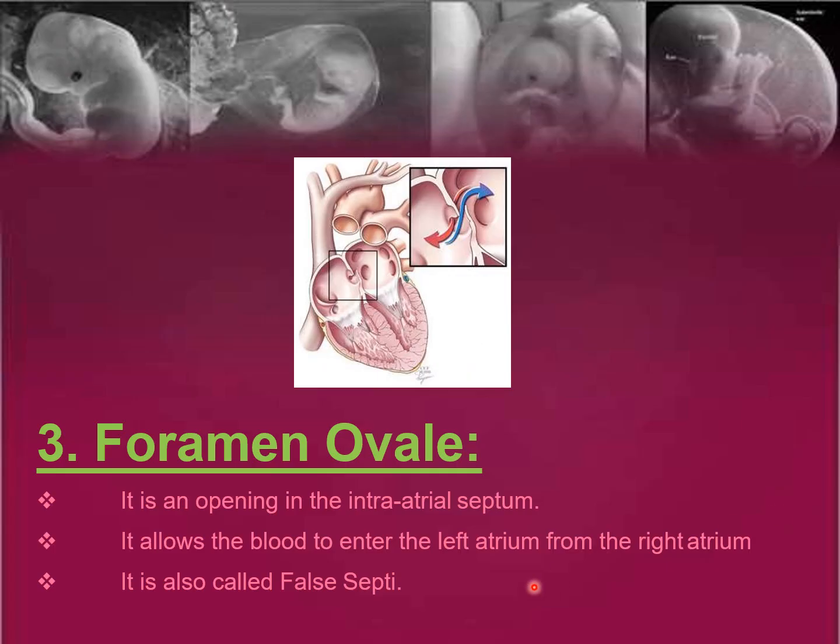See, the foramen ovale is an opening in the interatrial septum. I have already told you that. It allows the blood to pass between the atria, and it is also called a false septum. So here that connection is there. See this picture. From here, through this opening, the blood is going to the left atrium from the right atrium.